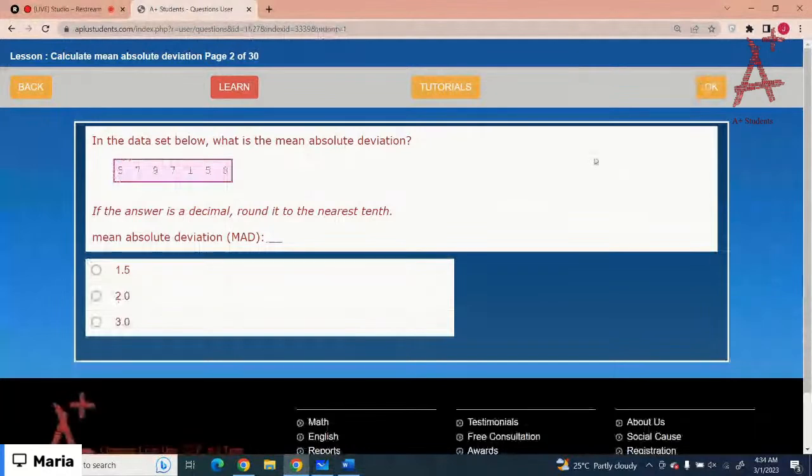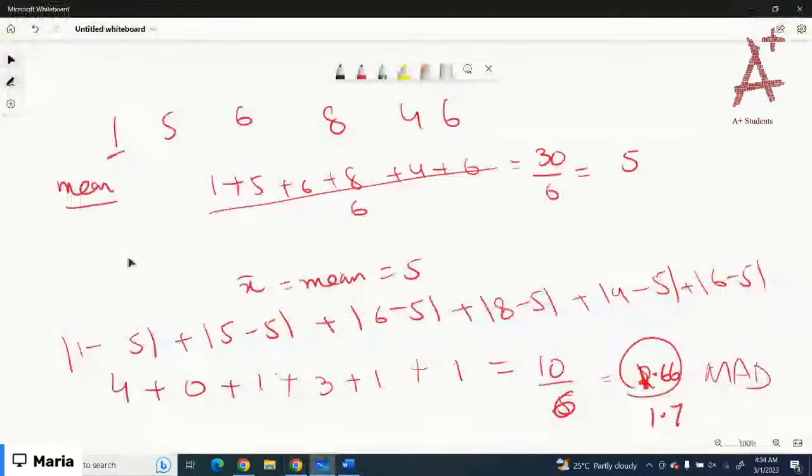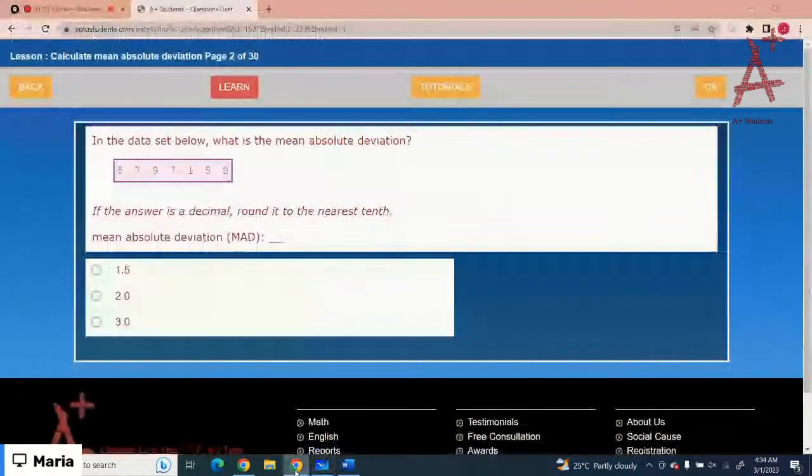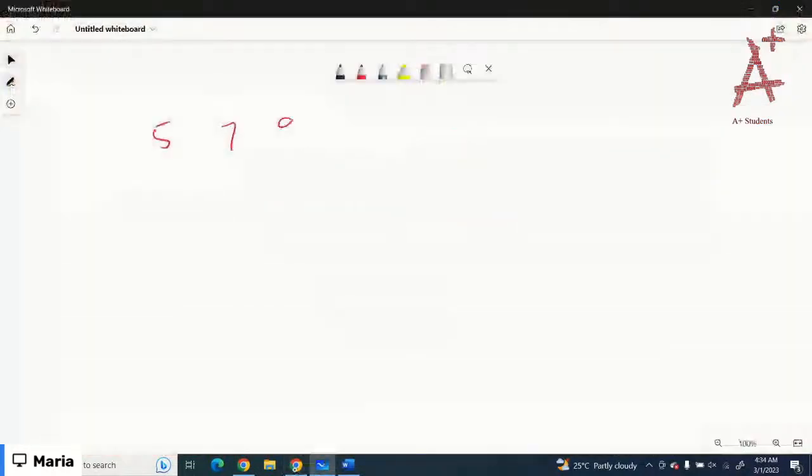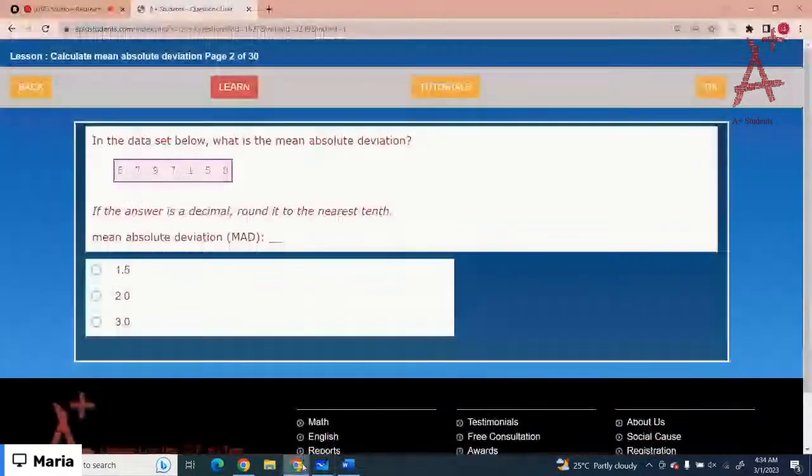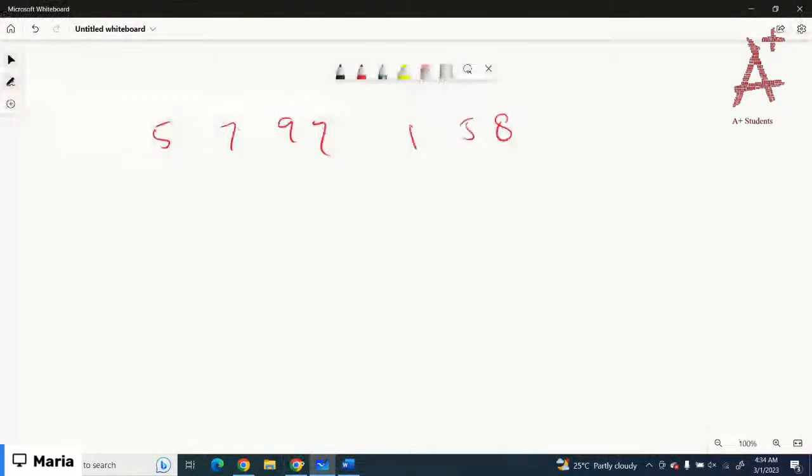Okay, the next one is: in the data set below, what is the mean absolute deviation? The data set is 5, 7, 9, 7, 1, 5, 8. So the first step is you have to calculate the mean. Add them all and divide them by 7, since there are 1, 2, 3, 4, 5, 6, 7 numbers.